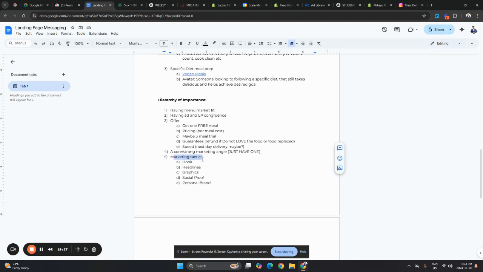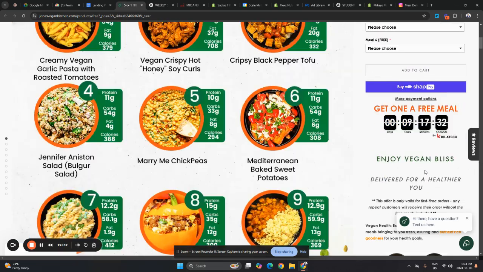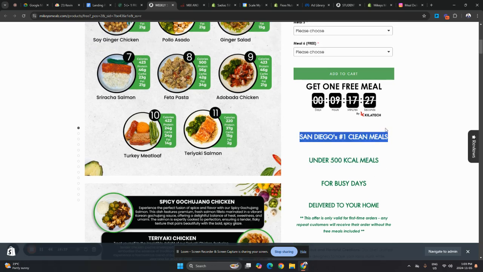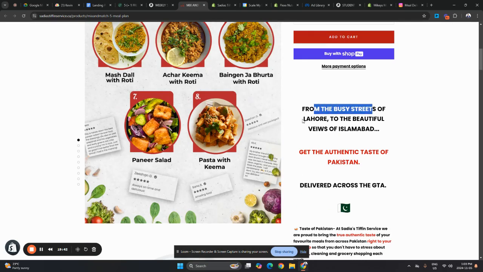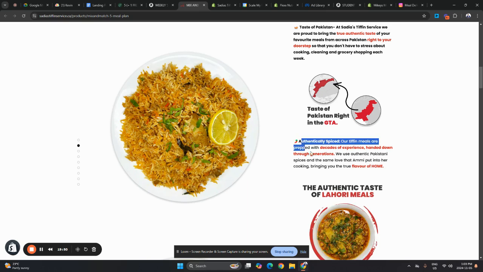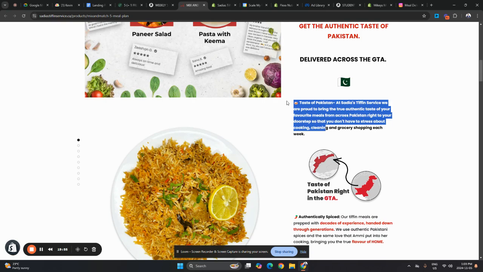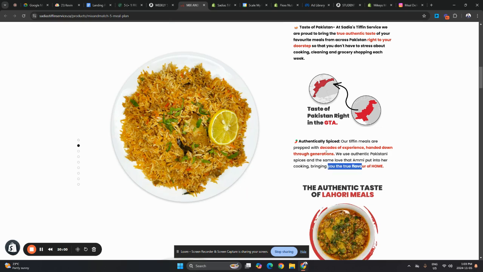And then finally, your marketing tactics. Right? Your hook is the first line. "Enjoy vegan place," kind of weak. "San Diego's #1 clean meals," sure, that's kind of better. It's like adding social proof. "From the busy streets of Lahore to beautiful views of Islamabad," sure. Maybe we could put this image over here, right? The other thing is your text needs to be consumed. And people can tell if it's just ChatGPT, right? I know we use AI, but you've got to really clean it up. I could tell some of this text could have been a little bit better.